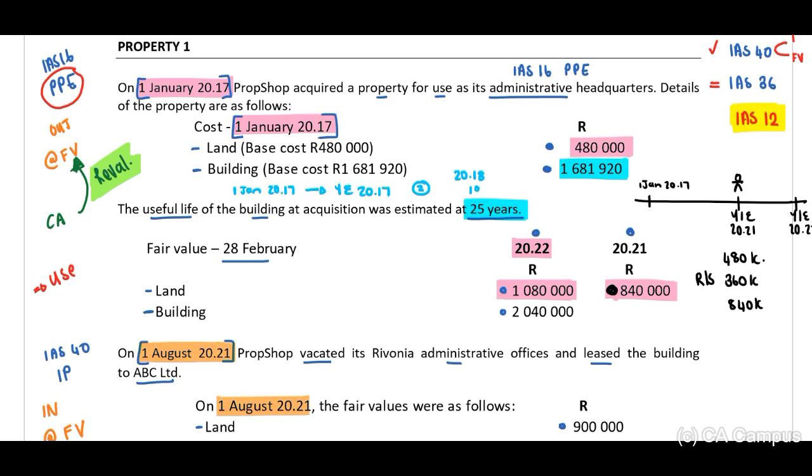20.18, 19, 20, 21, therefore 12, 24, 36, 48, we are looking at 50 months that has passed. Okay, our total useful life will be the 25 years times 12 months, and this is 300. Now, out of the 300, 50 has passed, we are able to take out our accumulated depreciation, right?